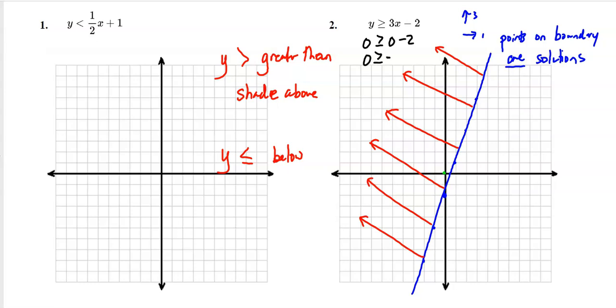Is 0 greater than or equal to -2? Well, yeah, 0 is bigger than -2. So you shade the 0, 0 side. But shading above and below is quite a bit easier. It's faster.